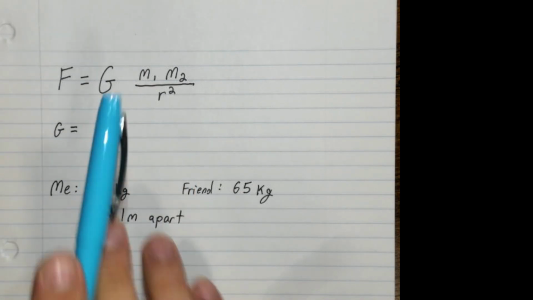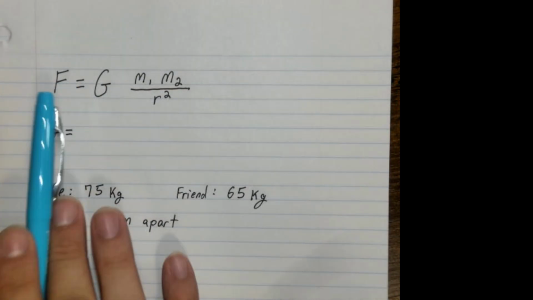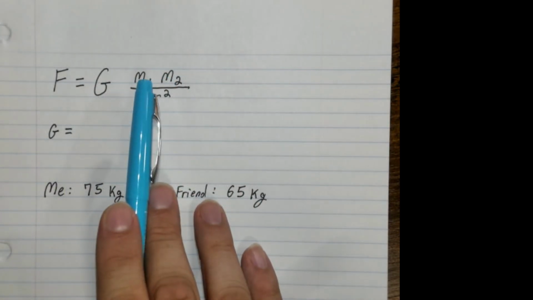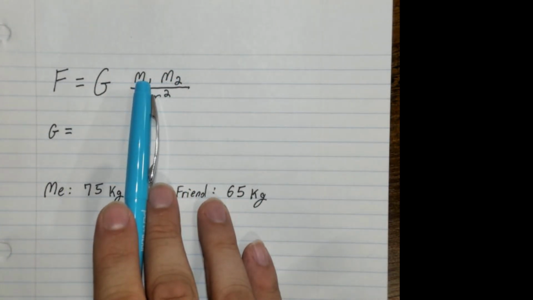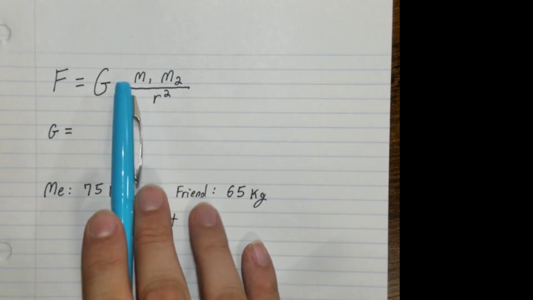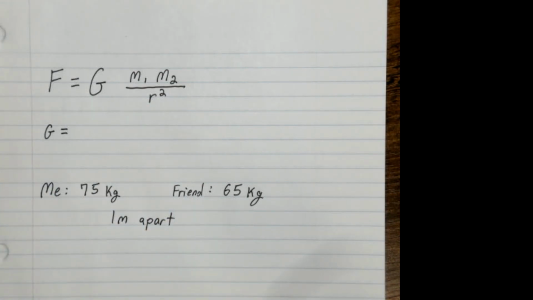I've got the formula here. The force is equal to the gravitational constant multiplied by a ratio of the mass of the first object times the mass of the second object divided by the square of the distance between the two objects. Okay, that does sound like a lot, but I'll break it down for you.